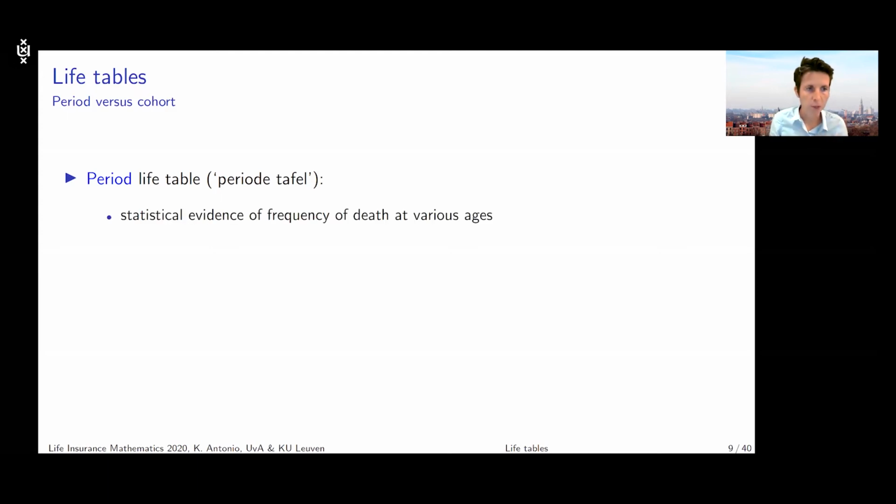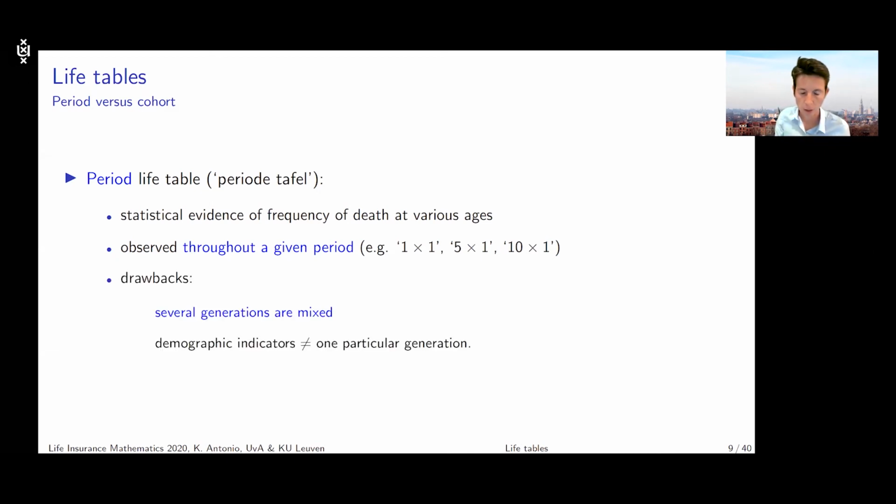So if you talk about a period life table, you look at the statistical evidence, a frequency of death as observed for various ages, but during one particular time period. And typically that's 1 year, but you could also look at averages over 5 years or 10 years, whatever, right? So the crucial point is here that you look at a given period of time. So what are the drawbacks then? That several generations get mixed in such a period life table.